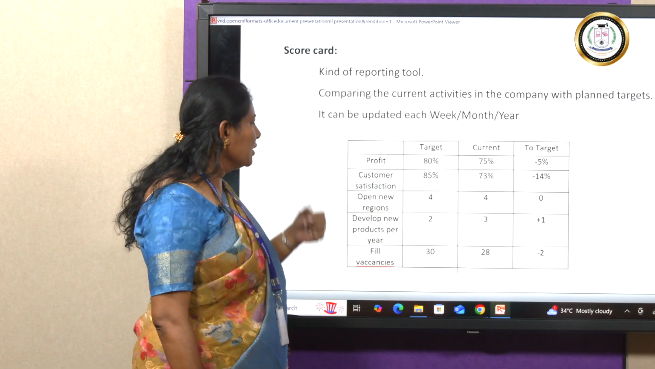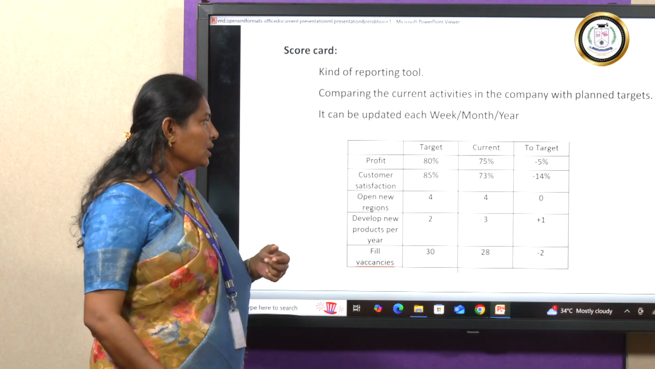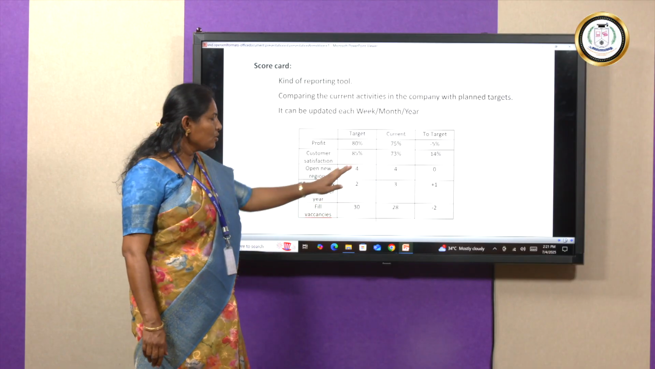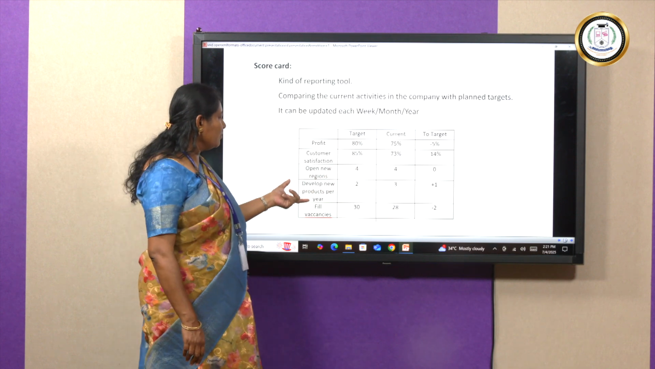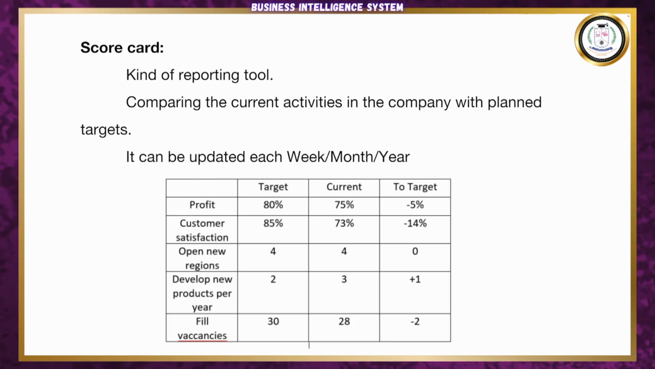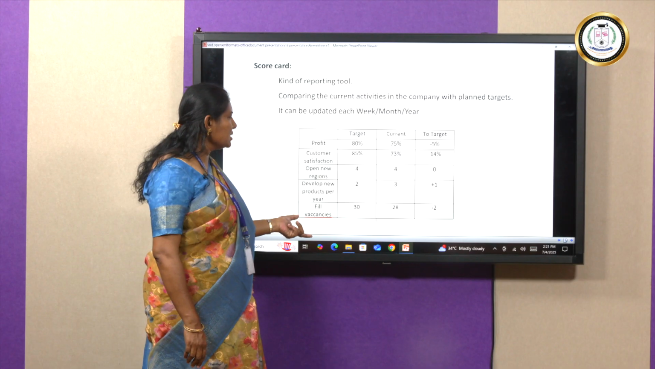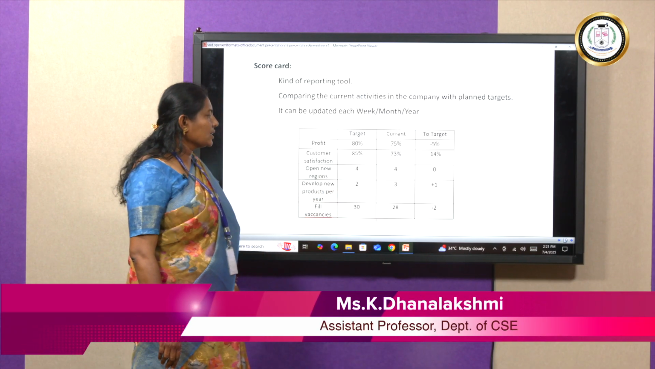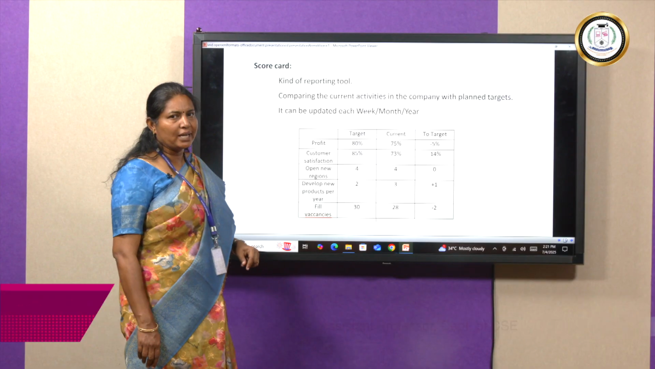Then new regions, new branches opening. For the target of 4, we opened 4 regions, so 0. The next one, develop new products per year. The target is 2, but we developed 3 extra products, so the target is plus 1. Then fill vacancies. We planned to fill 30 vacancies, but only filled 28 vacancies. So the target is minus 2.